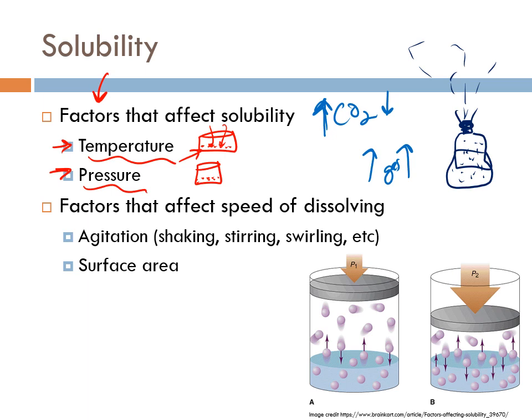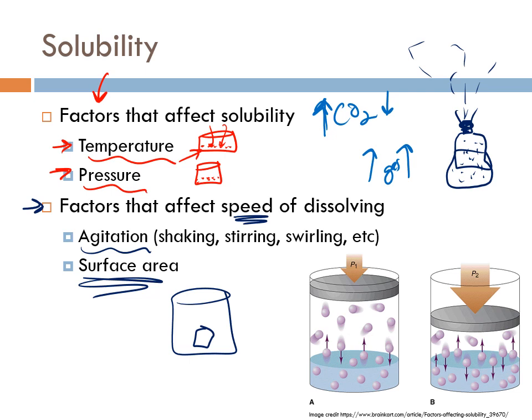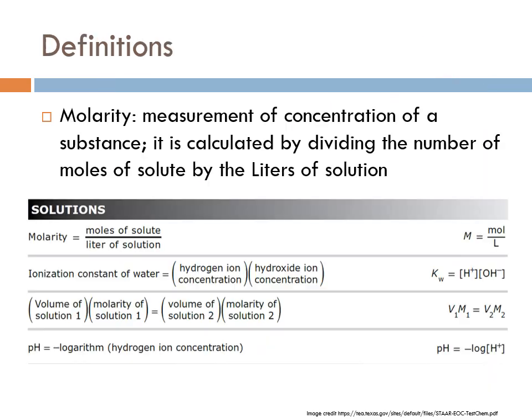So these are factors that affect how much of something can be dissolved. We also have factors that can affect how quickly we can dissolve stuff. So of course, agitation, shaking, stirring, swirling will make things dissolve a little bit more quickly. And then surface area will also help speed things up. So if I have a cup of water and I throw in one chunk of rock salt, it's going to take longer for that to dissolve than if I have a cup of water with lots of tiny salt crystals. More surface area, smaller pieces, faster dissolving will happen.